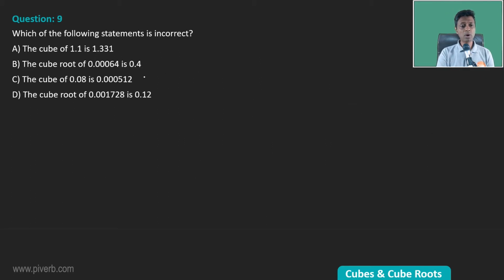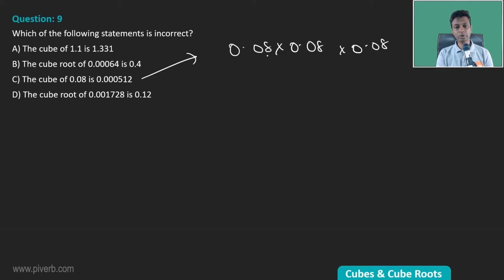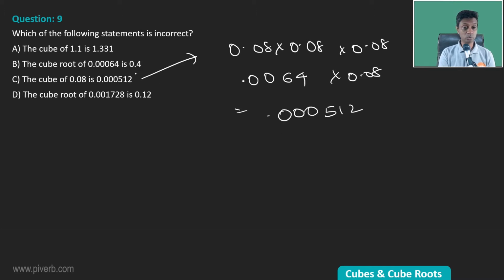The cube of 0.08, 0.08 into 0.08 into 0.08. 0.08 into 0.08, 8 into 8 is 64, 4 decimal places, into 0.08. 64 into 8 is 512, 6 decimal places, 0.000512. This again is correct.